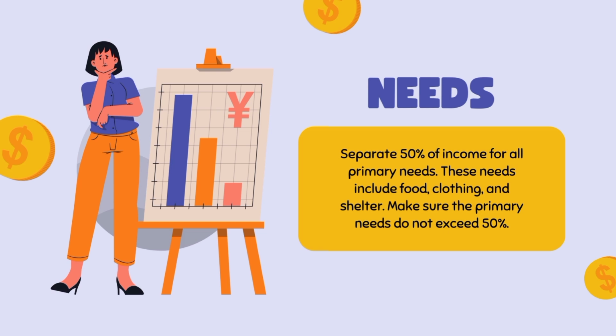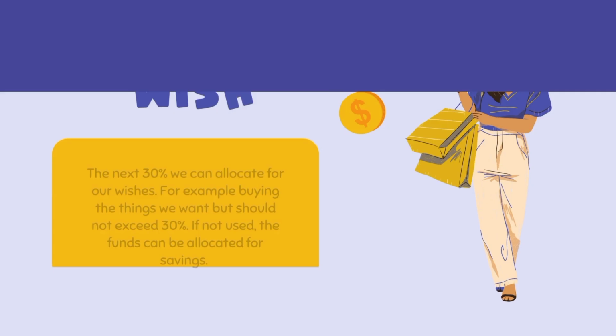Needs. Separate 50% of income for all primary needs. These needs include food, clothing, and shelter. Make sure the primary needs do not exceed 50%.